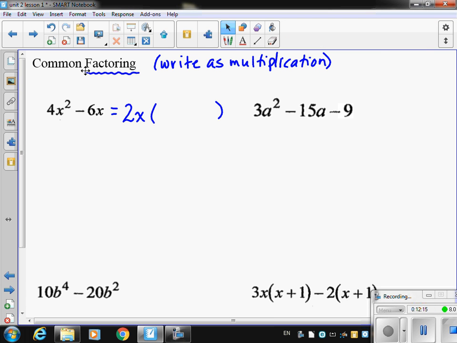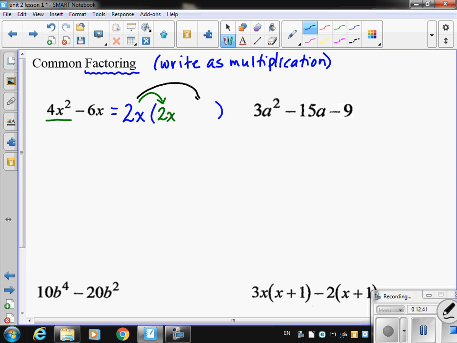My second thought is, what do I have to multiply 2x by to get 4x squared? Well, I need to multiply 2 by something to get 4. So I need a 2. I need to multiply the x part by something to get x squared. Well, I need another x. For my second term, I need to think about what am I going to multiply 2x by to get negative 6x. I need a negative, and I need a 3. I don't need any more x's. I'm good to go, and that is finished.